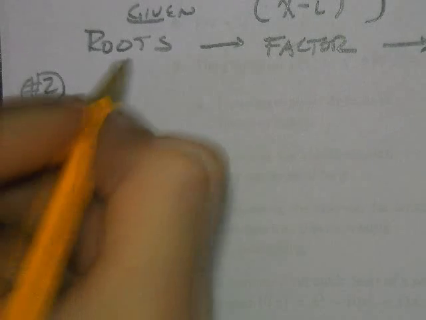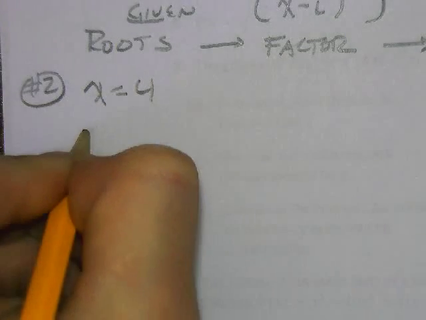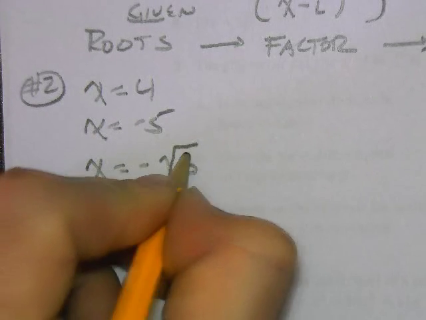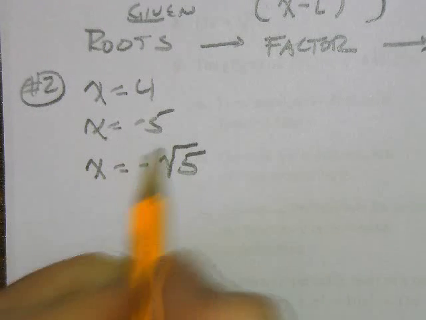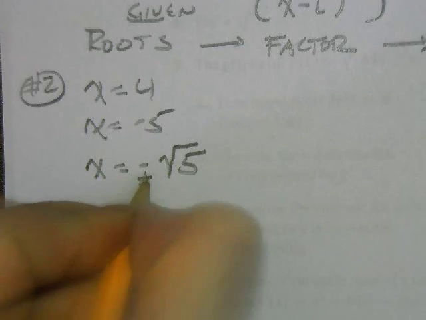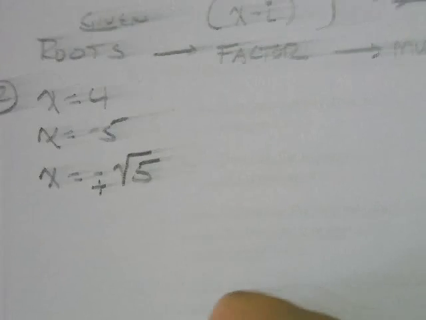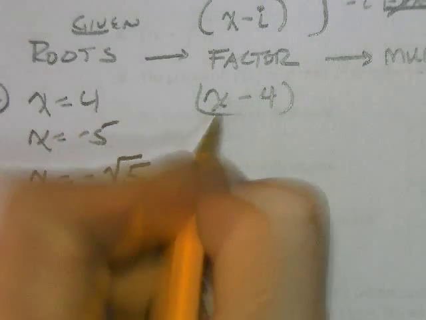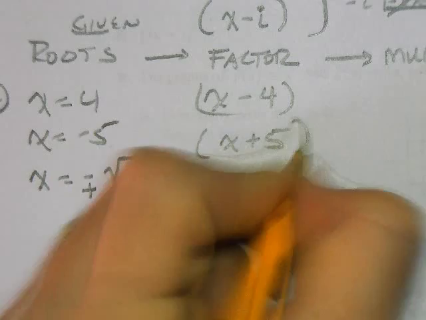This is number 2. And we're going to use the same process. Our roots are x equals 4, x equals negative 5, and x equals negative square root of 5. And in class we talked about why this is going to be plus and minus together. So we're just going to go ahead and add that in now. So we have our factors, x minus 4, x plus 5, x minus the square root of 5, x plus the square root of 5.